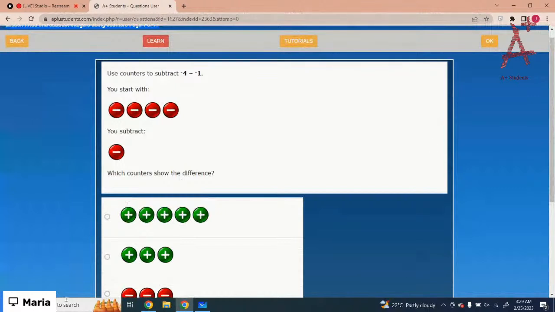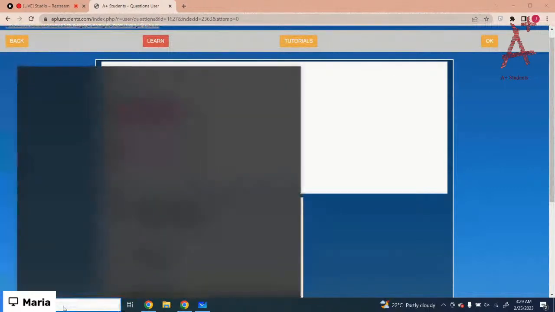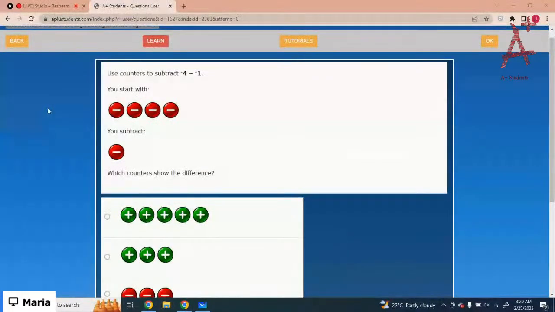Wait, let me just use the annotator. Yes, everyone. Is there any problem? Okay, hold on.